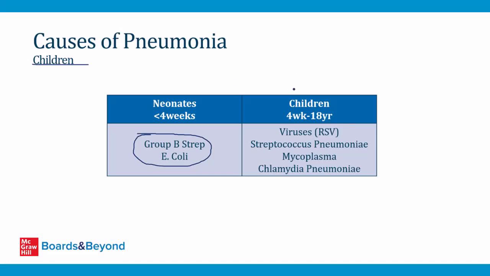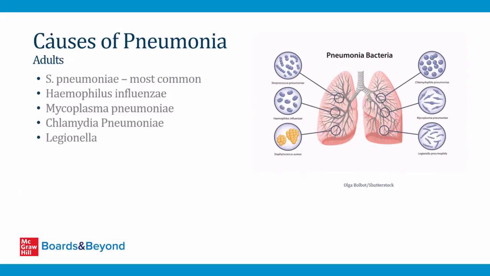In children from 4 weeks of age to 18 years, these are the common causes shown right here. In very young children, like babies and toddlers, viruses, especially respiratory syncytial virus or RSV, are very common. Children can also get strep pneumoniae infection. And then in older children and teenagers, mycoplasma and chlamydia are common causes of interstitial pneumonia. In adults, the most common cause of pneumonia is strep pneumoniae. You can also see bacterial infection with Haemophilus influenzae. And then all three of the atypical bacteria are also common causes of pneumonia in adults.